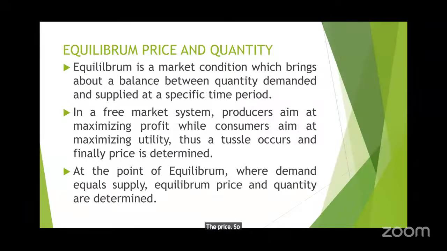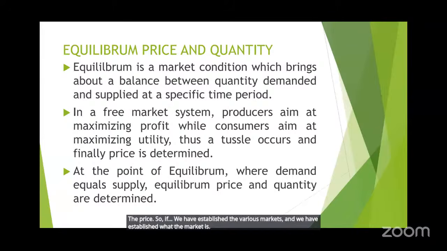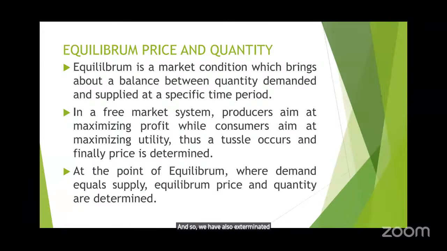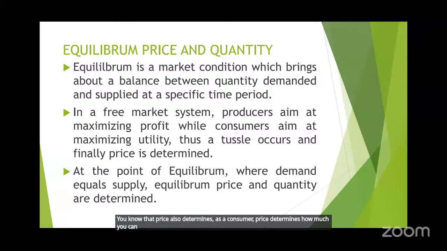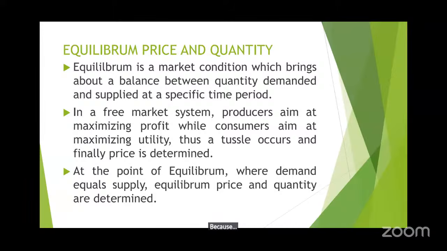So we have established the various markets, and we have established what a market is, and we have also established the fact that price is fixed at a point in time. So now let's determine how that price is fixed. And it's not only price that is fixed, but quantity as well at the same time. You know that price determines, as a consumer, how much you can consume of a particular product, and the value you place on that product.